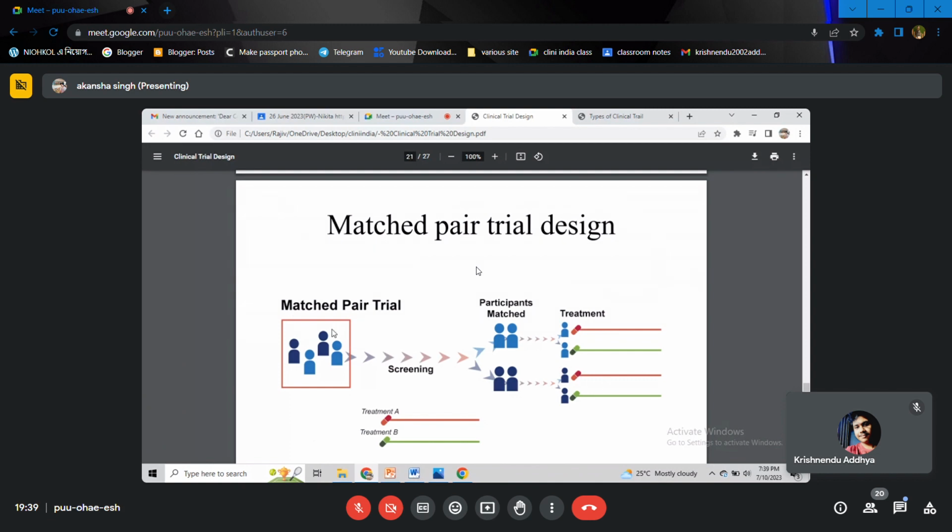Suppose you have made a patient group gender wise, suppose these are male and these are female. Now they will be allocated into a different group based upon their similar characteristics. Or you have taken the same age group, some are from 18 to 25, some are from 30 to 35. So you have to match their characteristics and assign them into different groups, and then the similar group will receive treatment A and B, and this will receive treatment A and B. This is called match pair designs.